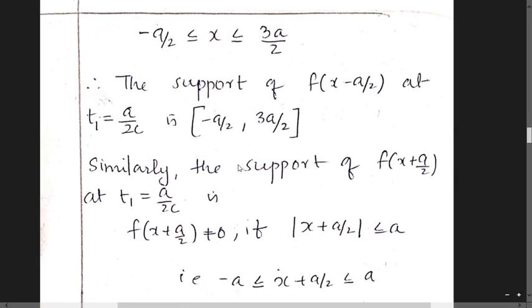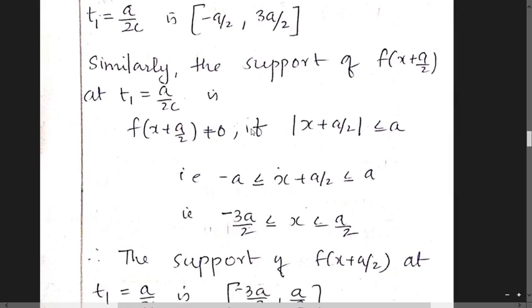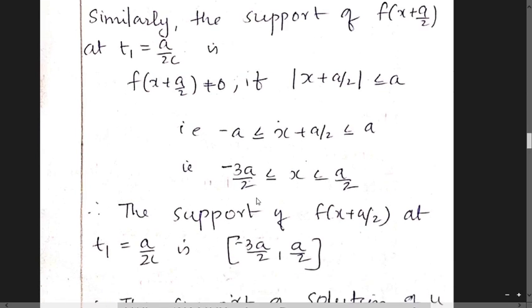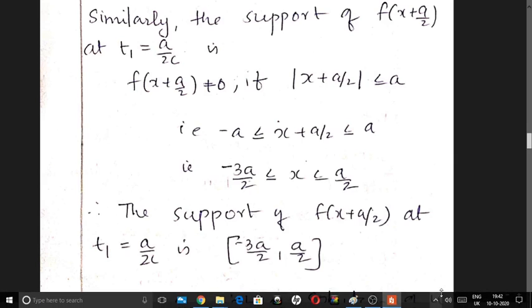Similarly, we have to find the support of f of x plus a by 2. So for that, f of x plus a by 2 is not equal to 0 if mod x plus a by 2 is less than or equal to a, that is minus a less than or equal to x plus a by 2 less than or equal to a, that is minus 3a by 2 less than or equal to x less than or equal to a by 2. So therefore the support of f of x plus a by 2 at t1 is the closed interval minus 3a by 2 to a by 2.